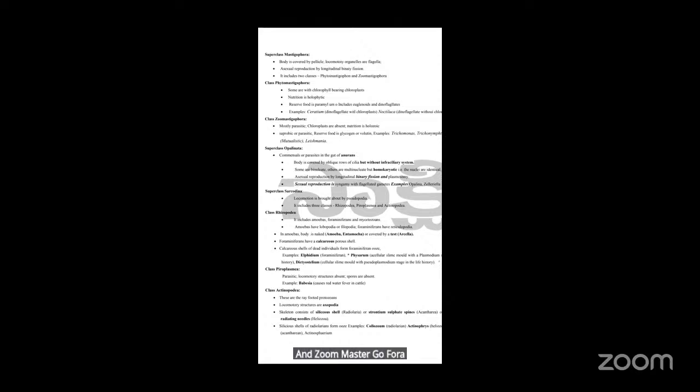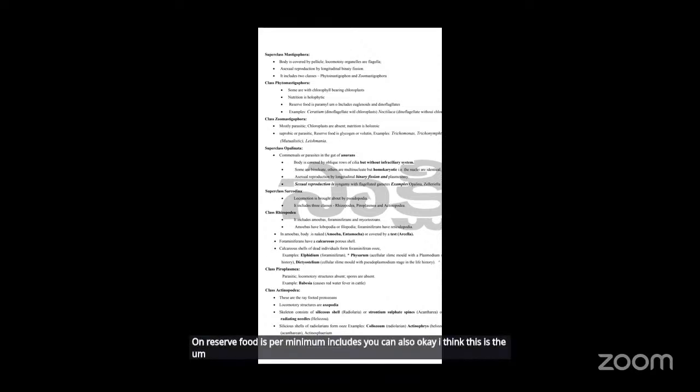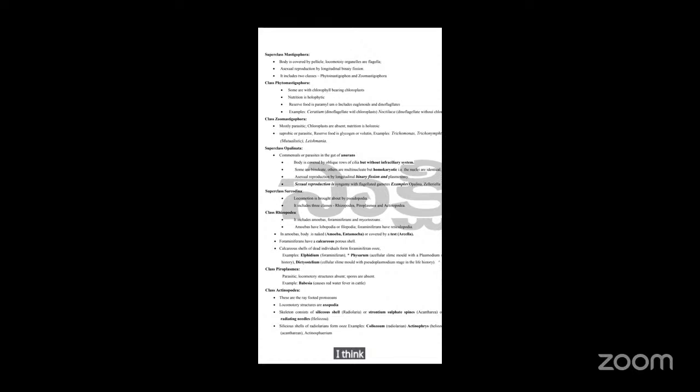Okay, let's take those. Under Phytomastigophora, we have some that are chlorophyll-bearing with chloroplasts. Nutrition is holophytic, and reserve food is paramylum. It includes Euglena. I think these ones have more plant-like features: chlorophyll, chloroplast. I think that's why they're under Phytomastigophora. Nutrition is holophytic. I want to clarify this: holophytes and xerophytes and all of that.